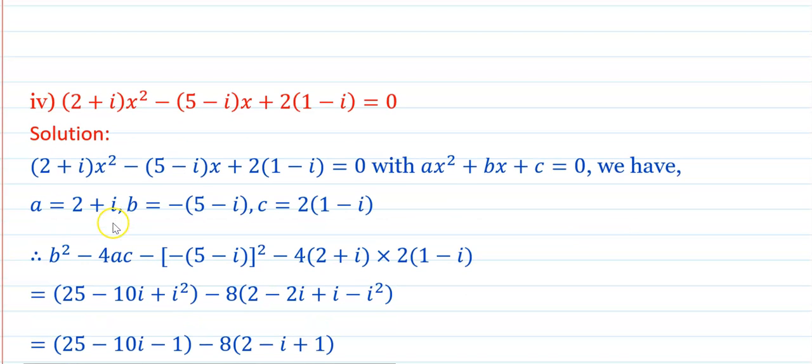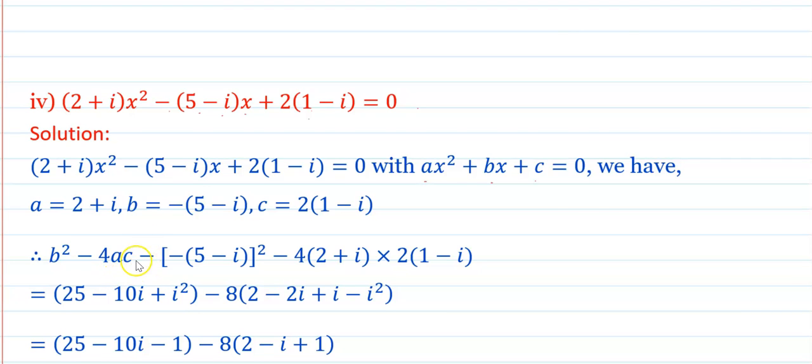Now the next example number 4. 2 plus i in bracket multiplied into x square minus 5i in bracket multiplied into x plus 2 in bracket 1 minus i is equals to 0. Comparing with ax square plus bx plus c is equals to 0. Then what is a? a is equals to 2 plus i. b is how much? The minus in bracket 5 minus i. c is equals to 2 in bracket 1 minus i. The value of b square minus 4ac.